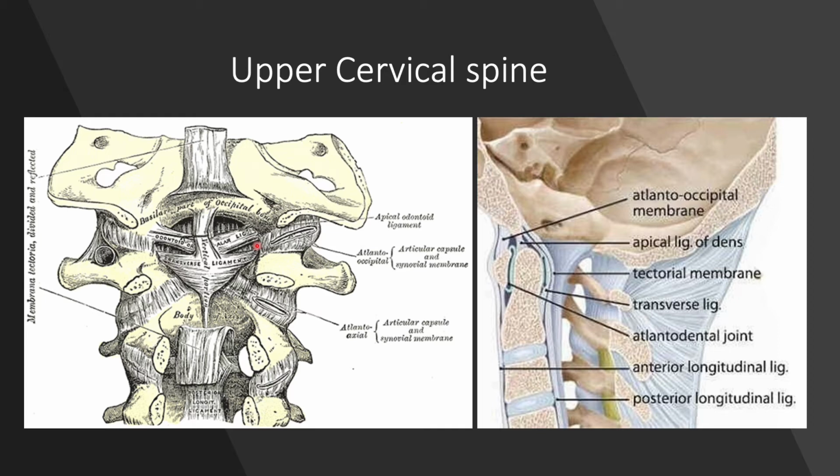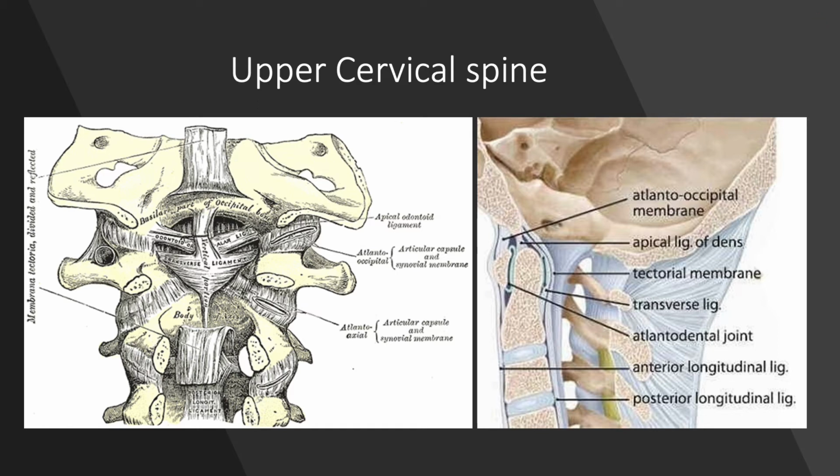So this is an anatomical section which shows you the ligaments between C1 and C2. So you can make out your transverse ligament here, the alar ligament, then you have the apical ligament, and in your sagittal section here you can see your atlanto-occipital membrane, the apical ligament of the dens, then you have the tectorial membrane here, then you have the transverse ligament, which is a cut section here. Then of course you have your anterior and your posterior longitudinal ligament.